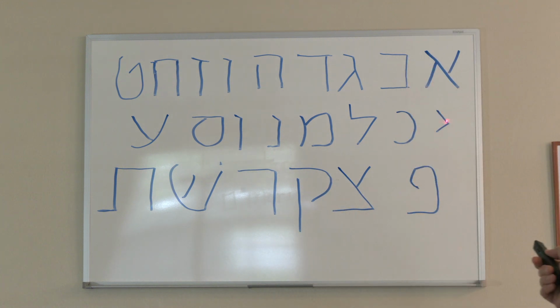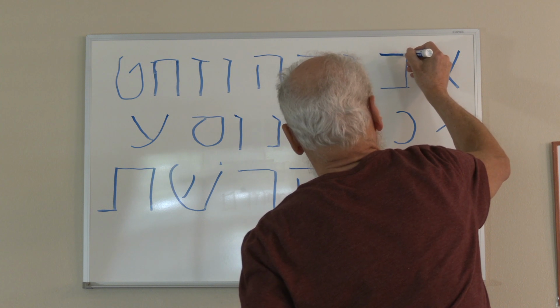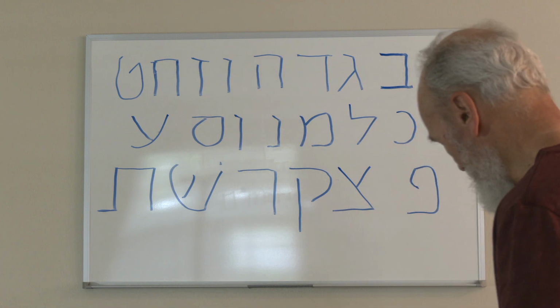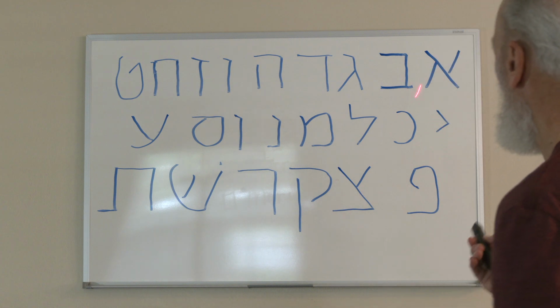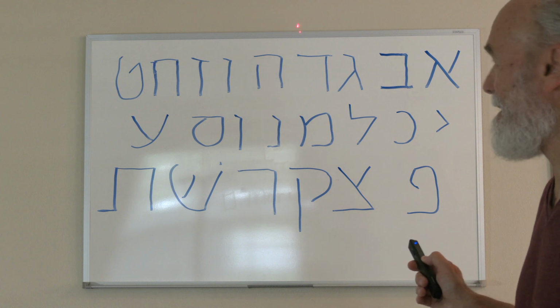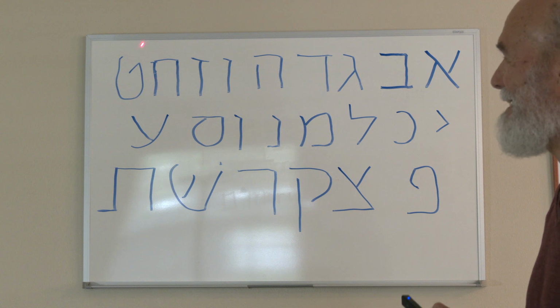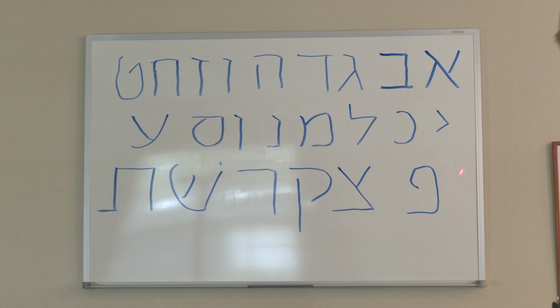So again, Aleph, bet. I think my bet could be a little stronger here. It looks a little weak. I just want you to be able to see it. So that's the bet. So Aleph, bet, gimel, dalet, hey, vav, zayin, chet, tet. All right, we're going to go to the next line now, and we have a yud.